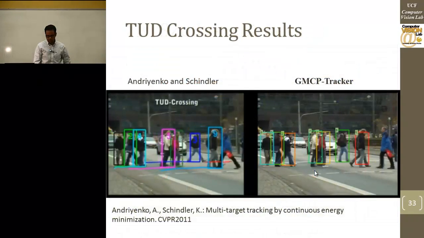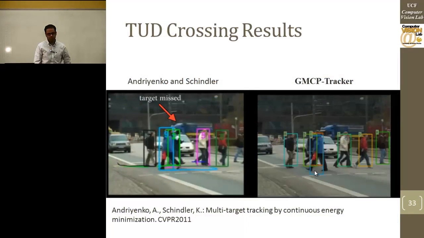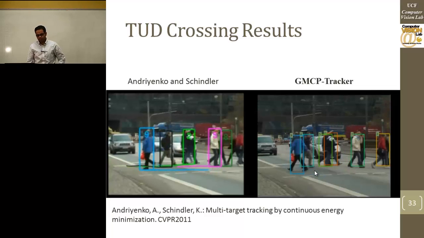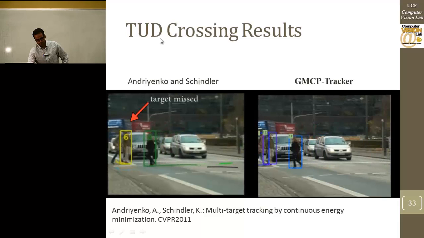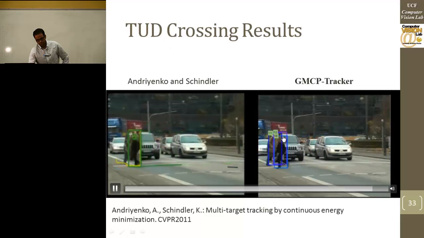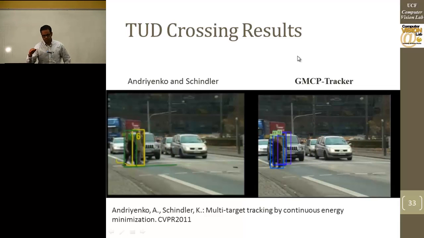So this video shows the results on 2D crossing. Here we're showing our results, and this is Andriyenko and Dehghan. In this one, the camera is low, so people constantly occlude each other and there are misdetections, but we did not observe any missed person in our tracking results. Also no ID switch, which is pretty impressive for this sequence.